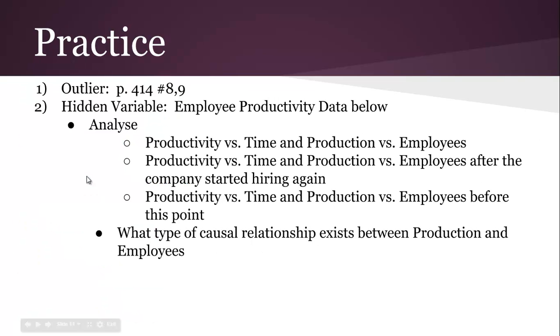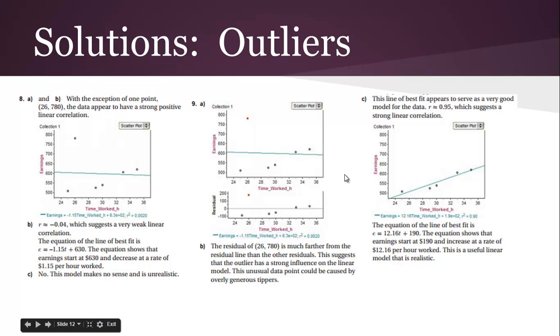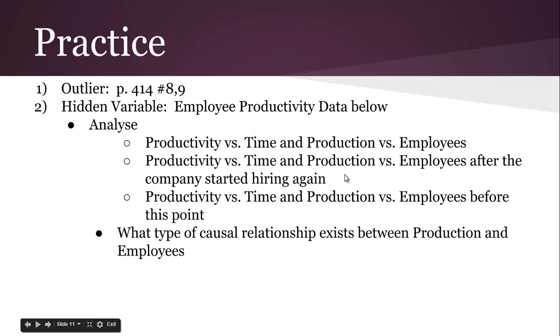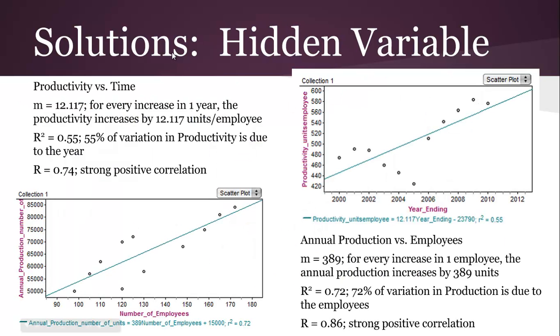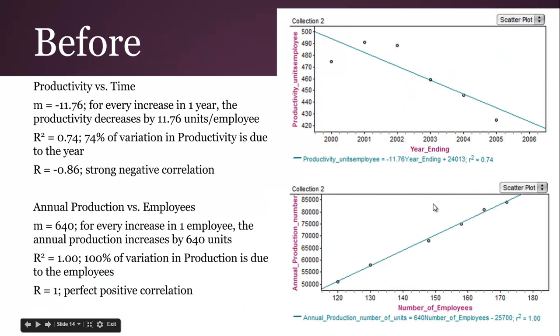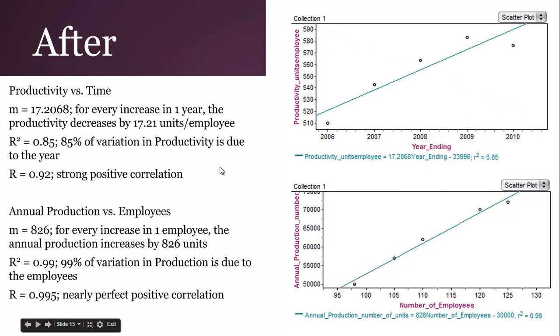A couple of practice questions you can do are in the folder here. Employee productivity data. I put some of the solutions on here, just removing the outliers from the textbook. For the hidden variable for productivity, we've got the number of employees versus annual production, and you can read through this. I've analyzed some of the slope and the R squared values.